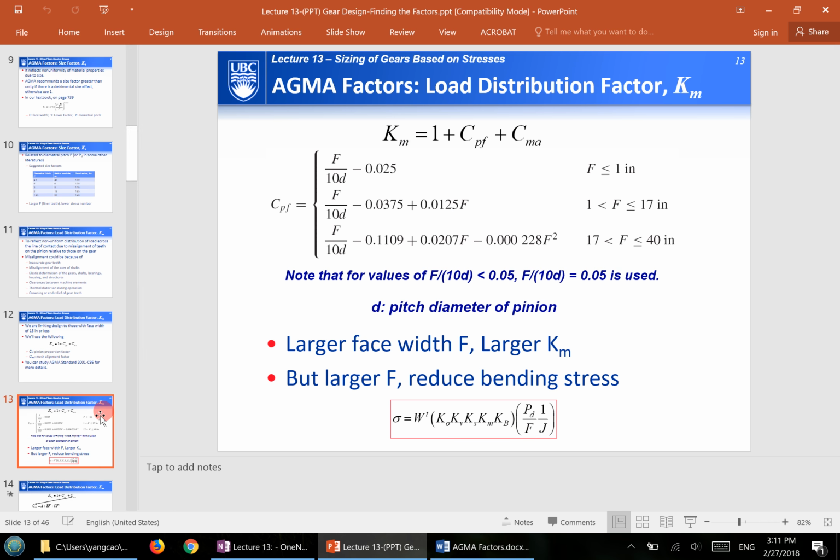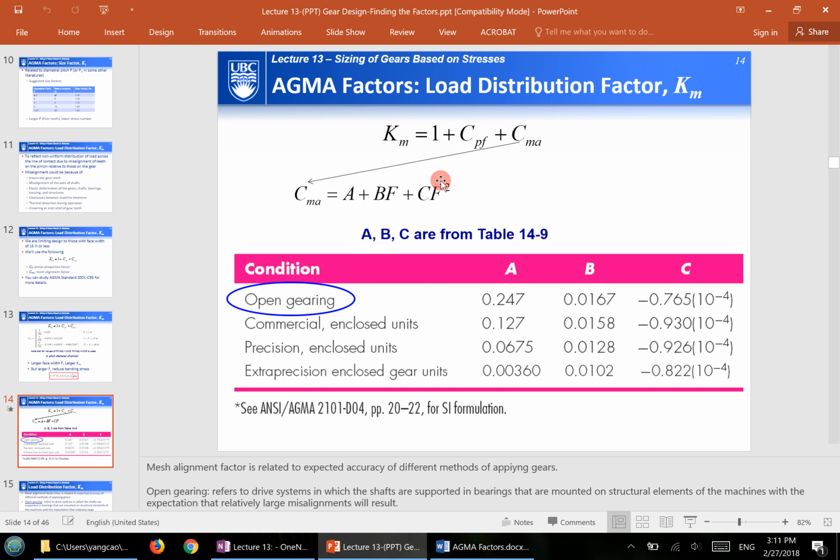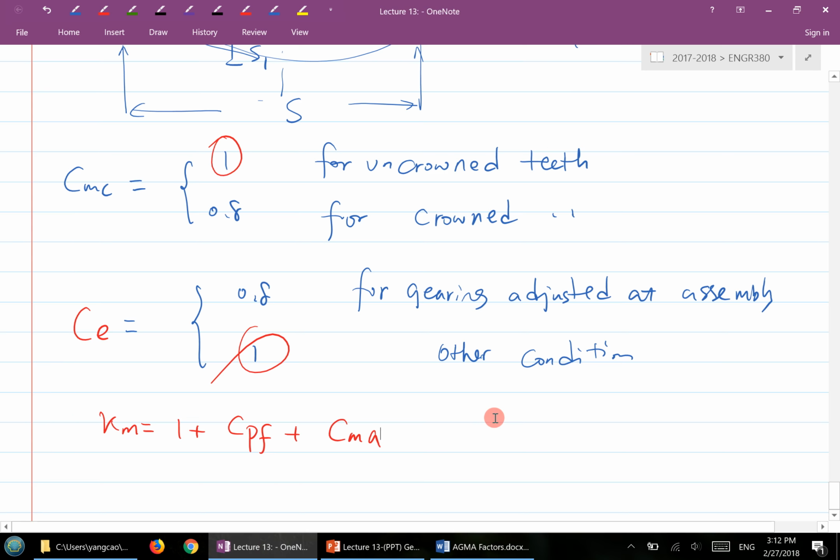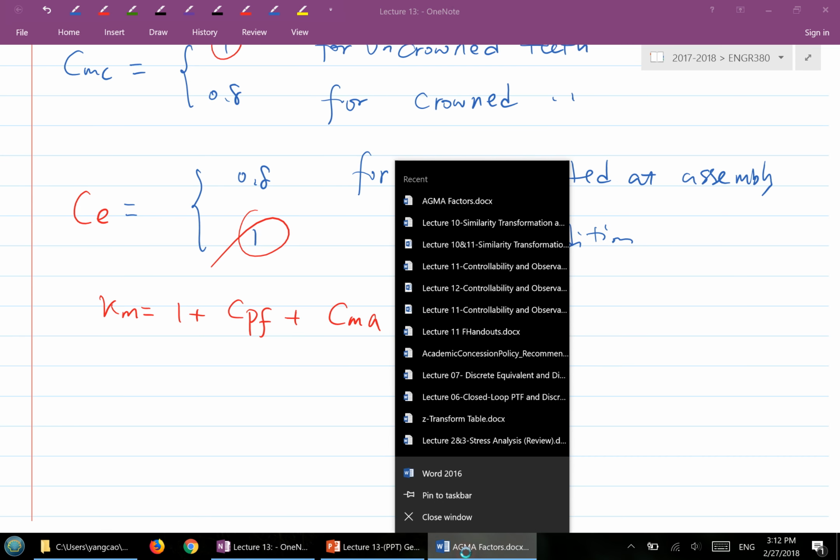So that's CPF. For CMA, it's a different formula: A plus BF plus CF squared. A, B, C are taken from this table based on the different conditions: open gearing, commercial, precision, extra precision. For the definition of each one, check the lecture notes. Open gearing is common in industry: a big shaft and a huge gear driving another one, open in air with minimum protection. So that basically is CPF and CMA.